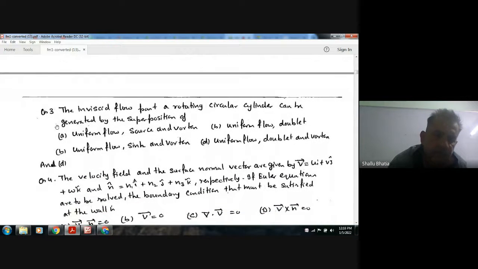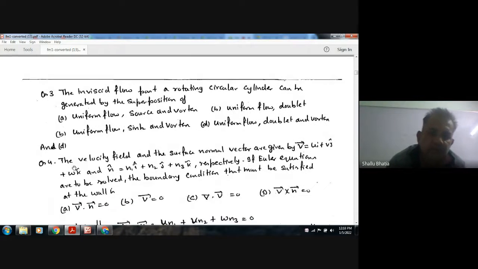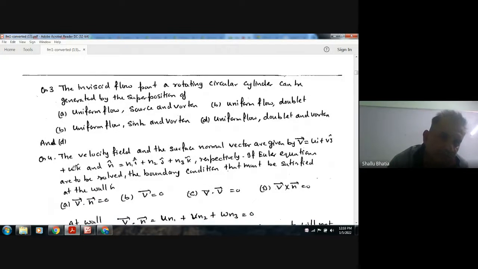Next, the inviscid flow past a rotating circular cylinder can be generated by the superposition of uniform flow, doublet flow, and vortex flow. So this is a theoretical question. You have to remember what the uniform flow, the doublet, the source and the vortex forms are.